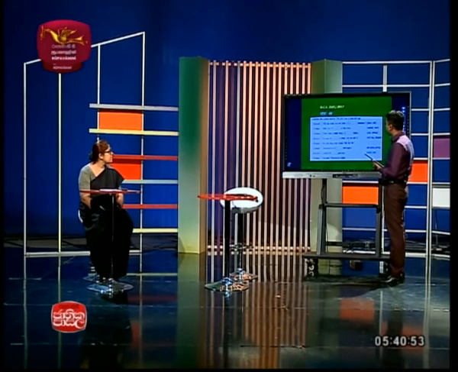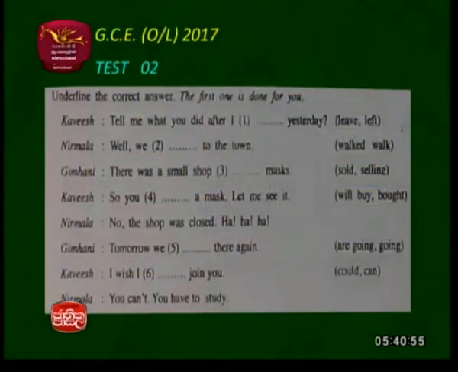Right. Underline the correct answer. The first one is done for you. Let's read this one the same way, along with the answers, so we save time. Yes. Right. Kavish, tell me what you did after I left yesterday.